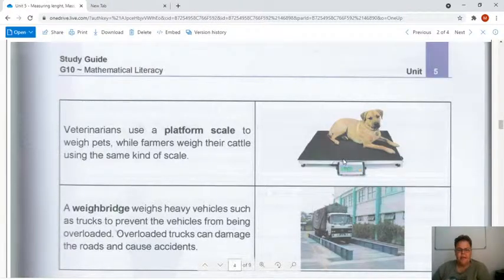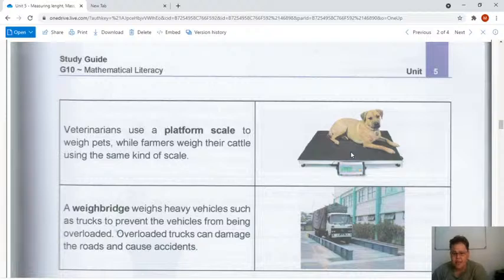Now, not many of us have seen this scale. This is a scale that weighs much larger things. If you walk into a factory that ships boxes and things like that, you would see a scale like this.